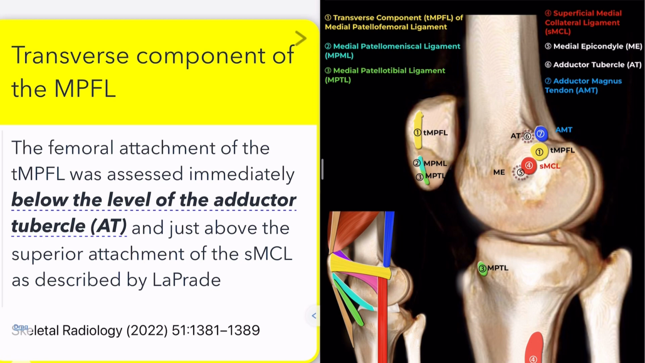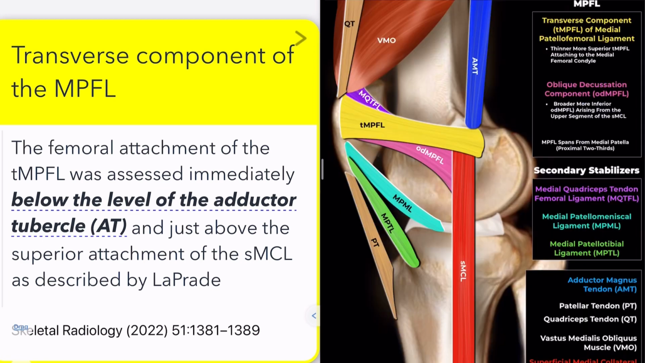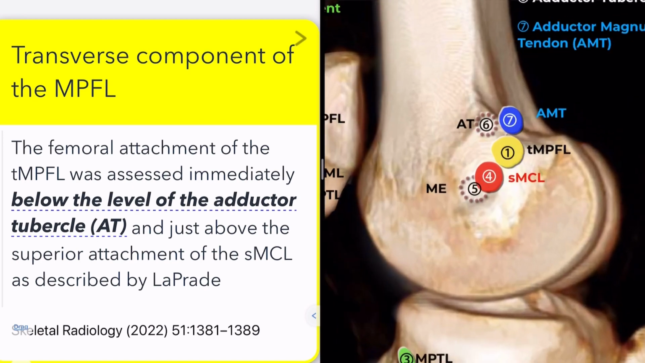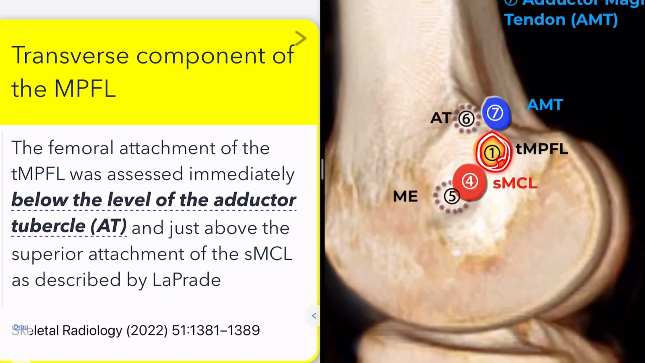Transverse component of the MPFL. Moving to the soft tissues, the medial patellofemoral ligament has a transverse component. This attaches just below the adductor tubercle and above the superior attachment of the superficial medial collateral ligament.